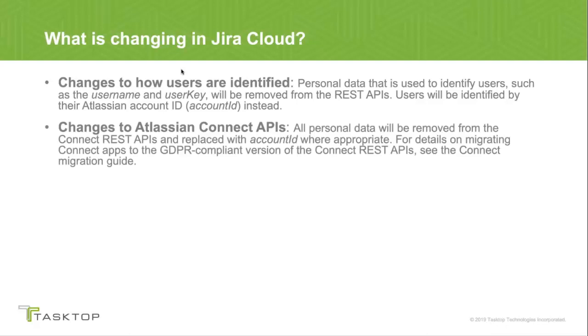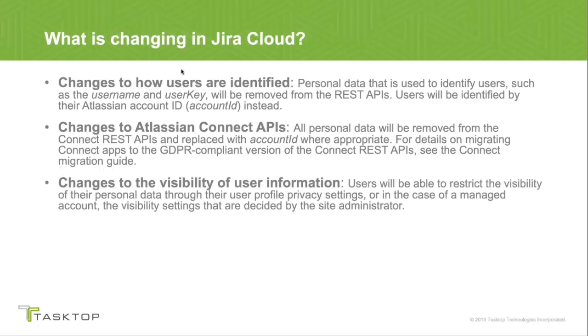They're changing all of their APIs in the background. So all personal data will be removed from the REST APIs. It'll all be replaced with account ID where appropriate. They've made a lot of changes for migrating to GDPR compliant versions, and there's a full migration guide that Atlassian has put out, and they've been doing this since May. They've been announcing that this is coming, and they've been making changes to their APIs.